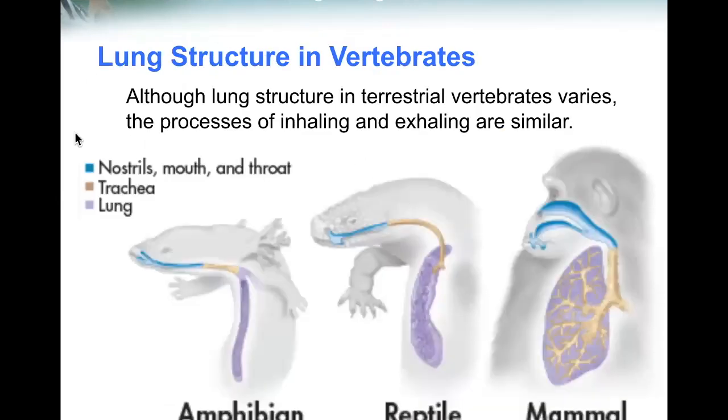Although lung structure in terrestrial vertebrates varies, the processes of inhaling and exhaling are similar. The nostril, mouth, and throat are up at the top, and the trachea goes down, and then the lung. An amphibian lung is not very big. Reptile, larger, and then mammal, larger still.